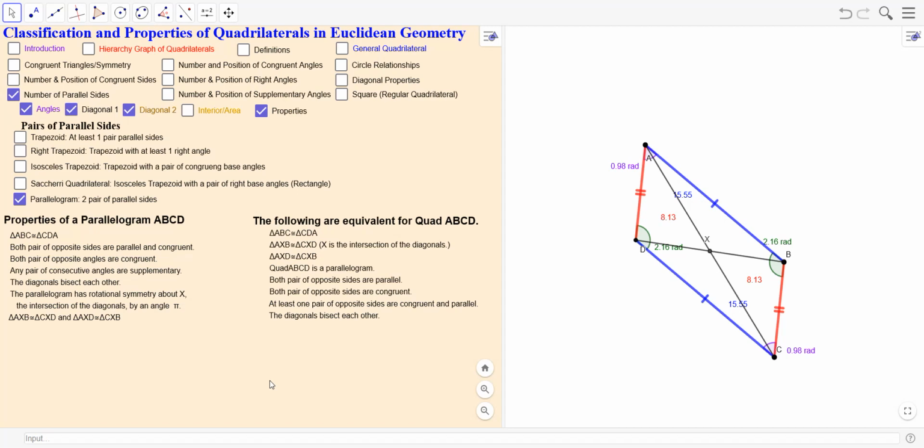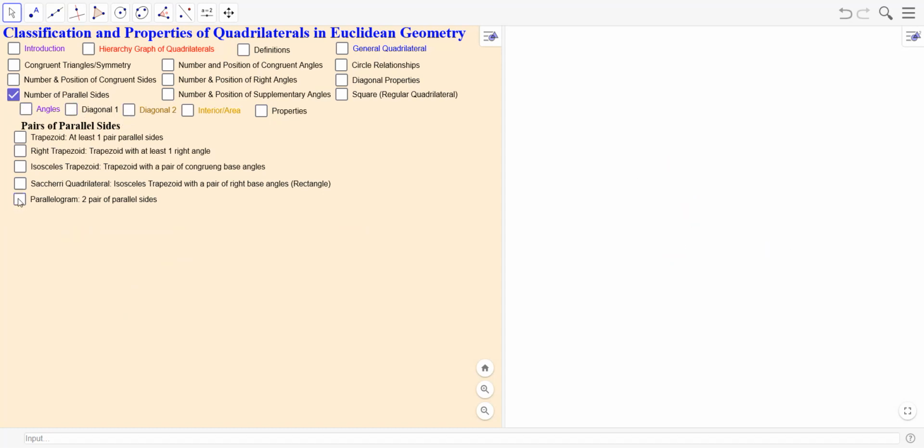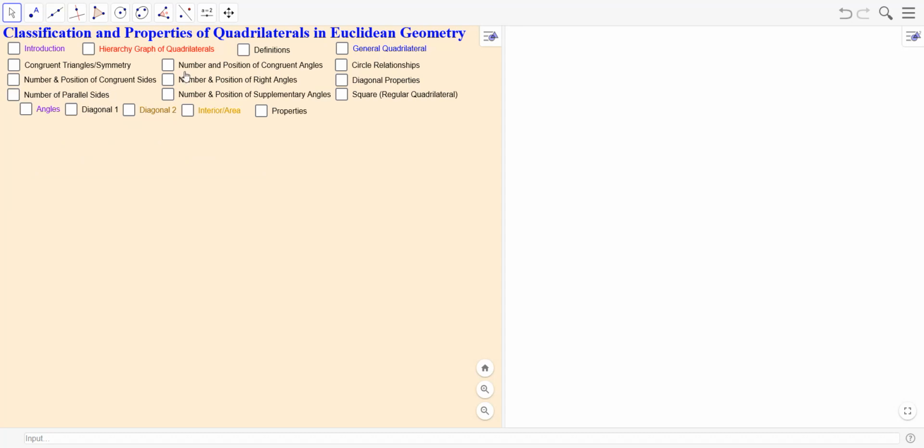So we did one pair of parallel sides and then two. One pair of parallel sides is a trapezoid, and we looked at various subclasses of trapezoids, right trapezoids, isosceles trapezoids, and parallelograms. And we've studied this one in the previous video in this playlist, gone over its properties as well as really hitting us hard in the last playlist. So I'm going to move on to the end of this video, and the next one we'll pick up looking at classifying by the number and position of congruent angles.